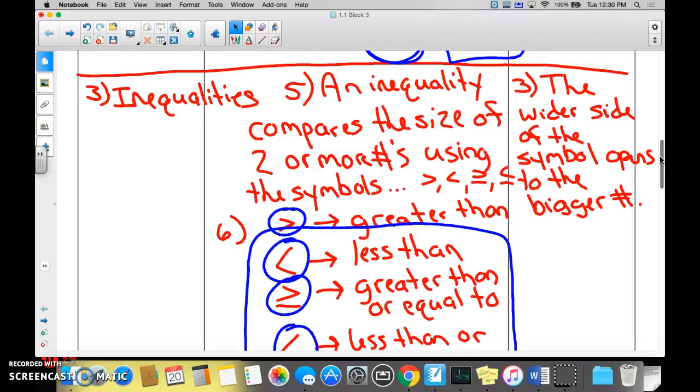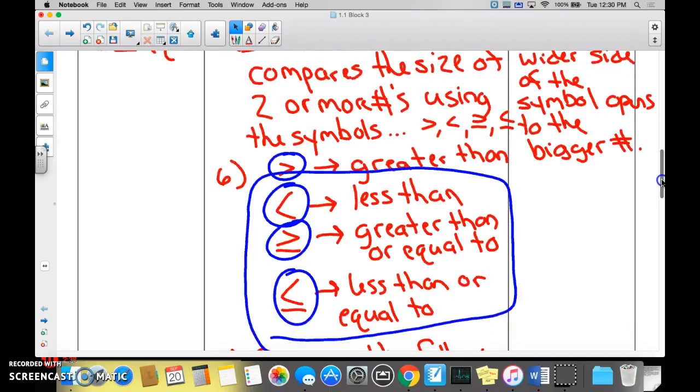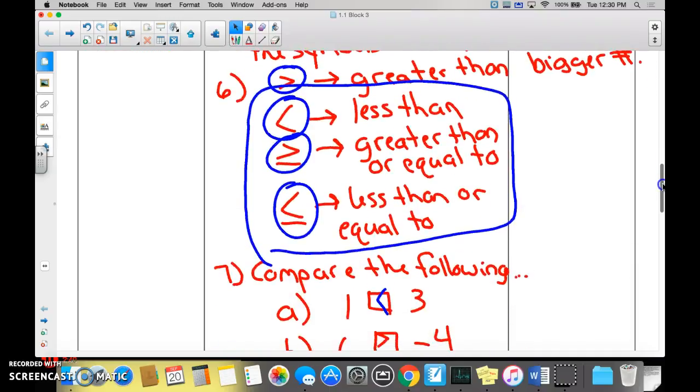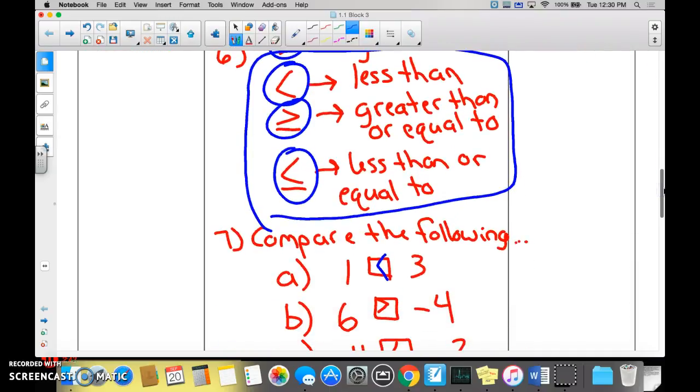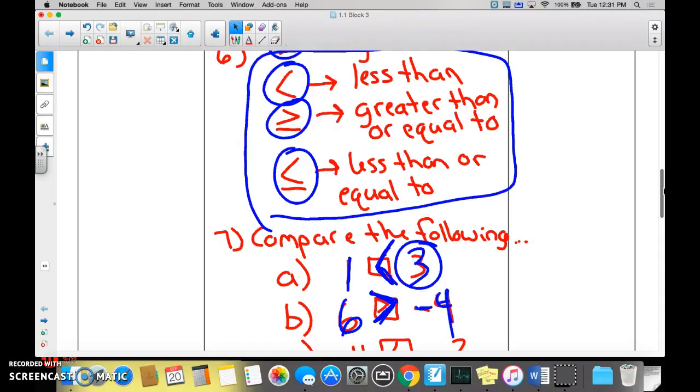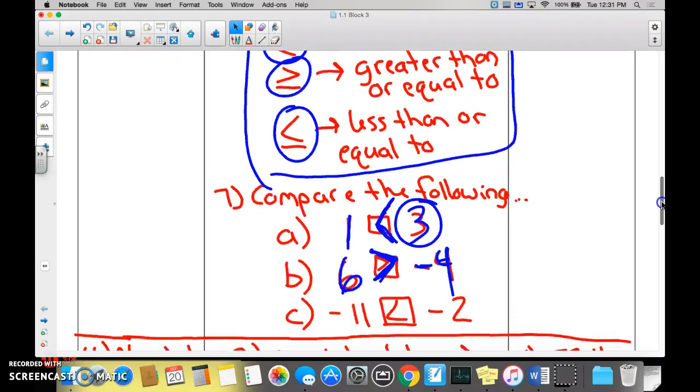Yes. So if you look at number 7 down here, 7a, this means 1 is less than 3, right? Yes. And we know that the inequality's mouth is going to eat the number that is bigger, which in this case is 3. If you have the number 6 and the number -4, the inequality is going to eat the bigger number. Okay, so we read this as 6 is greater than -4. Yes, no? Yes.